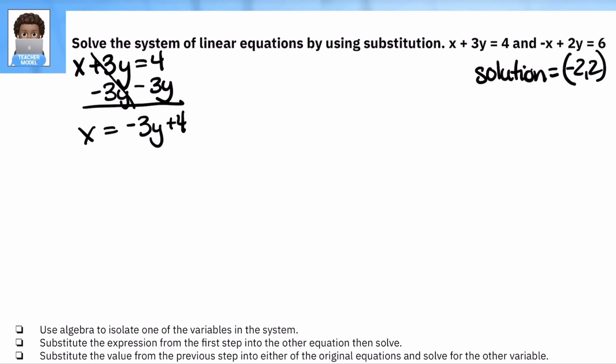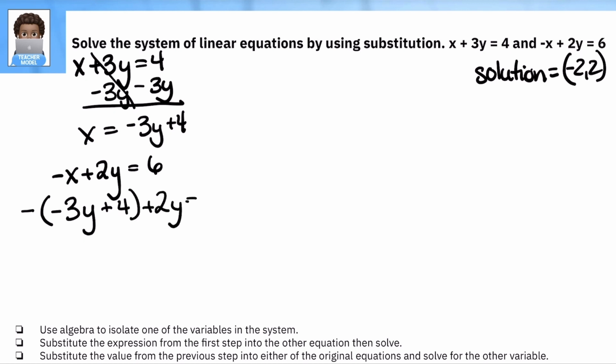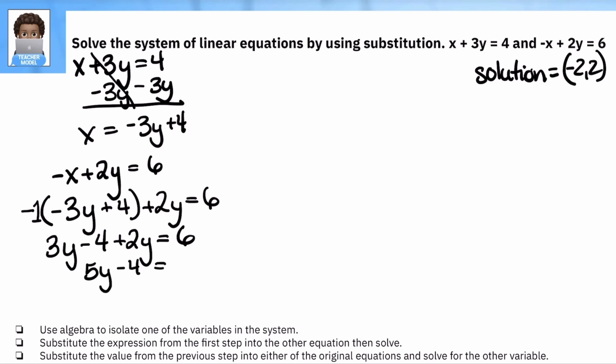Second step, sub. I'm going to use my second equation, -x plus 2y equals 6. And I'm going to sub in. So -(-3y plus 4) plus 2y equals 6. Now notice here I'm putting it in parentheses because that's what x is equal to, and now I want it to be negative. So I'm going to distribute that -1, and now I have 3y minus 4 plus 2y equals 6. Let's combine like terms. 5y minus 4 equals 6.